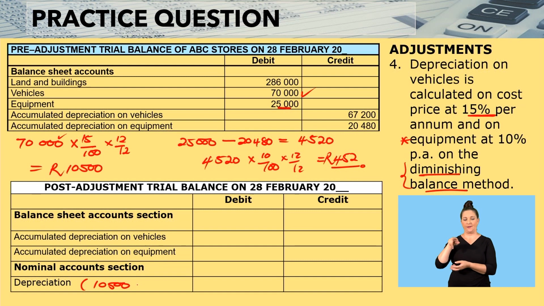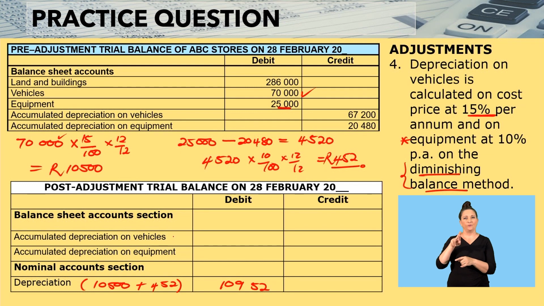And this will therefore give me 452, which becomes my depreciation. I'll also add this to my 10,500, that is 452. And therefore, my depreciation would become 10,952. Once you have recorded your depreciation here, you can come now and also look at your accumulated depreciation.